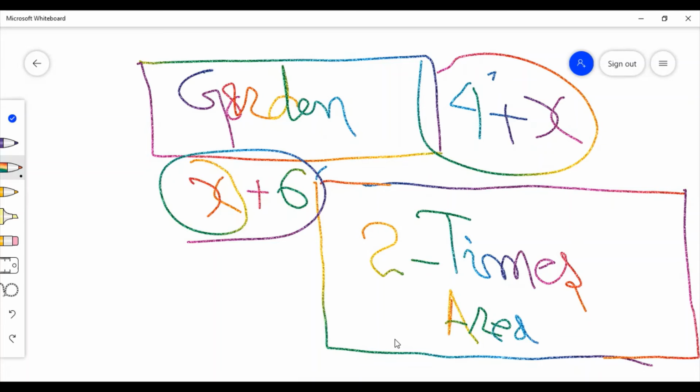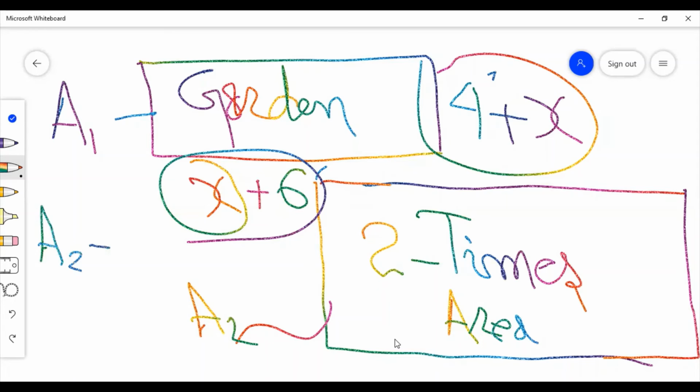Wait, I messed it up. Now let's suppose A1 is the area of the first garden and A2 is the area of the second garden, and the relationship is that A2 is twice A1. Can you solve this? I'm sure that you are working. Okay, make your calculation right.